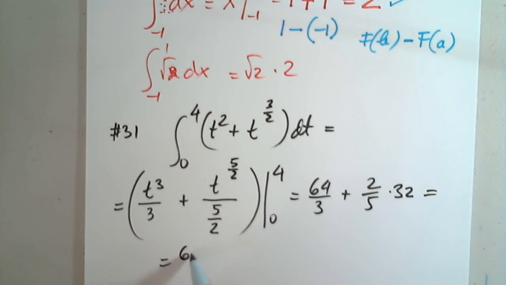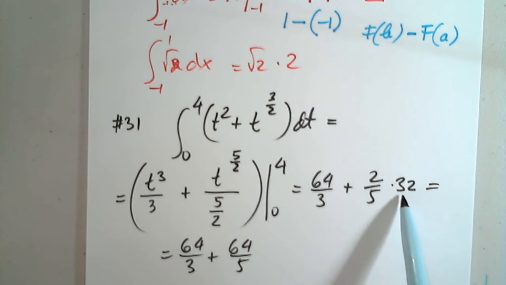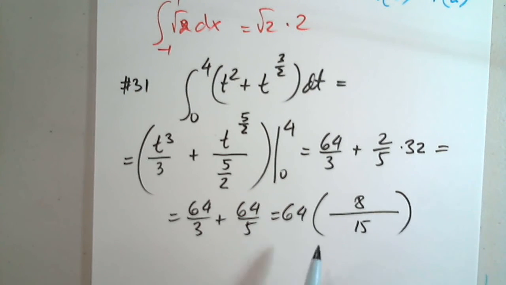Okay, so this is 64 divided by 3, plus 64 divided by 5. Of course I'm going to factor out 64. I'm going to find the least common denominator, which is 15, and then I have 5 plus 3. I'm not going to mess with huge numbers. So now all I have to do is multiply, because this is 3 and 5, and I cannot simplify.